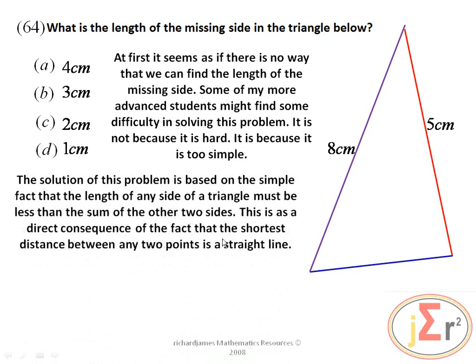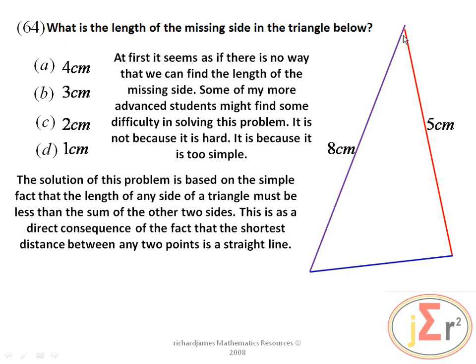The solution of this problem is based on the simple fact that the length of any side of a triangle must be less than the sum of the other two sides. So in a triangle, any side that you pick, that should be less than the sum of the other two sides. And of course, this is as a direct consequence of the fact that the shortest distance between any 2 points is a straight line. So let me demonstrate what that means.